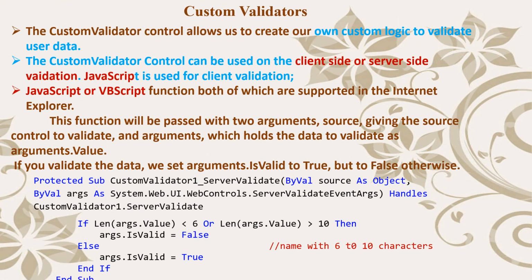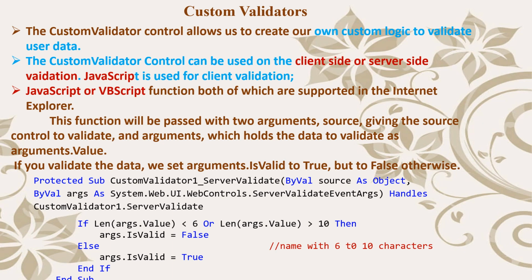The next validator is a custom validator, and this control allows us to create our own custom logic to validate the user data. And this control can be used for either client side validation or server side validation, and we can make use of JavaScript or VBScript functions for both these validations, and it is supported by Internet Explorer.